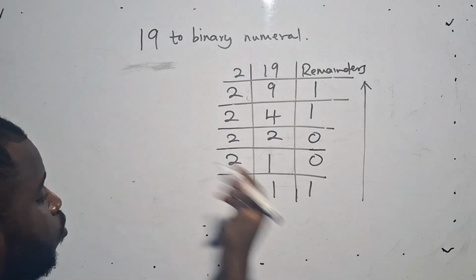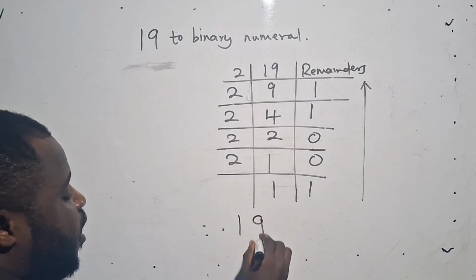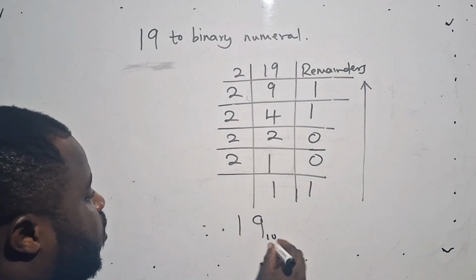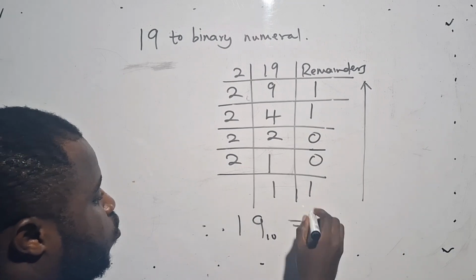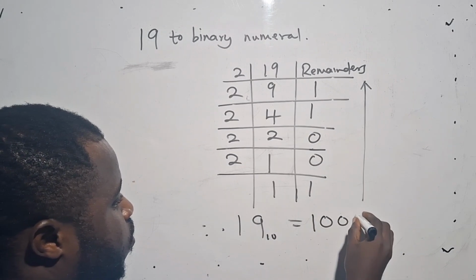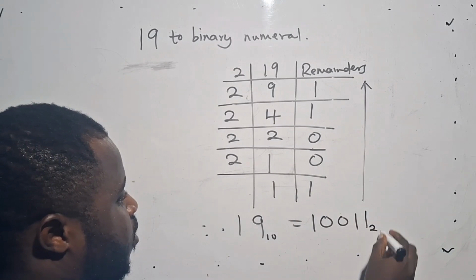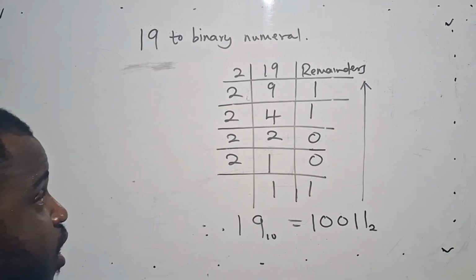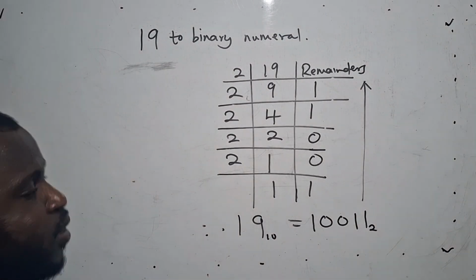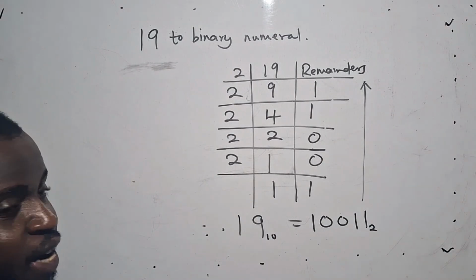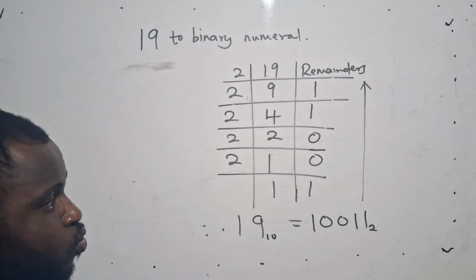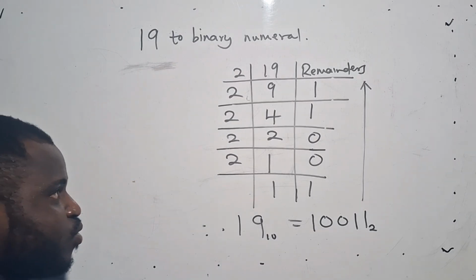So therefore, I can conclude by saying that 19 base 10 is equal to 10011 base 2, which is the binary numeral. So this is how we convert 19 base 10 to the binary numeral. It's so easy, so simple. So we are quickly going to take our next question.